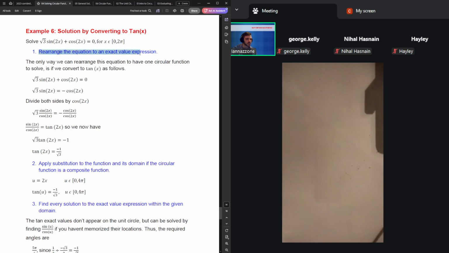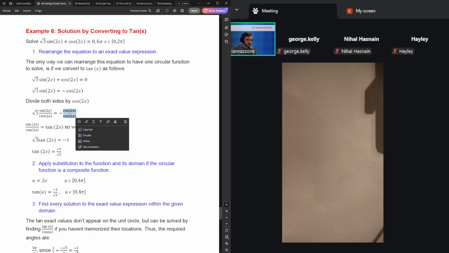We start by trying to get our exact value expression. In this case, the algebra is in whatever order you want to do things. I've decided to move the cos over first and then divide. You can divide first and then move over. It doesn't really matter what order you do it in. The main thing you're looking to do here is identify that you have sine and cos, and so any opportunity you have to divide sine by cos, you should take it.